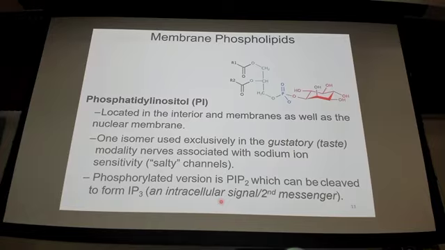Phosphatidylinositol, PI. This is very important as a second messenger, and we're going to talk about this at the end of this lecture, being very involved in second messenger cascade systems. It's also involved, one of the forms of it is involved in taste and is associated with sodium channels, and so it's a salty taste, a gustatory channel. And this is negative at physiological pH as well.